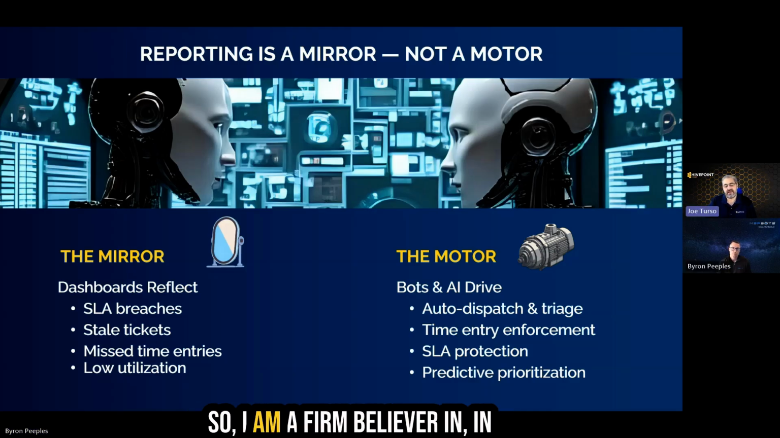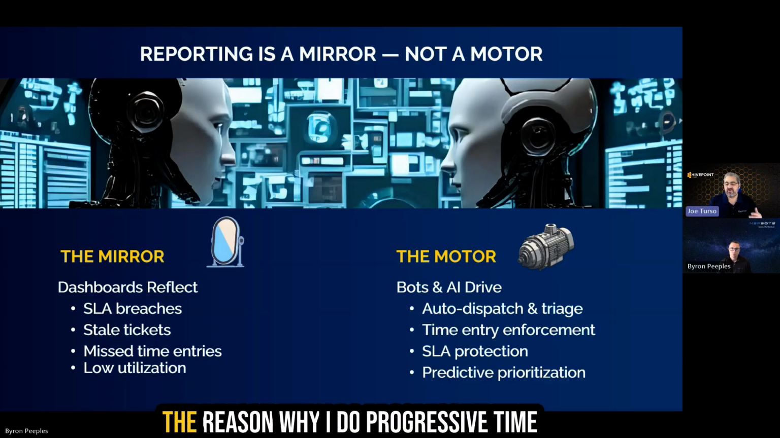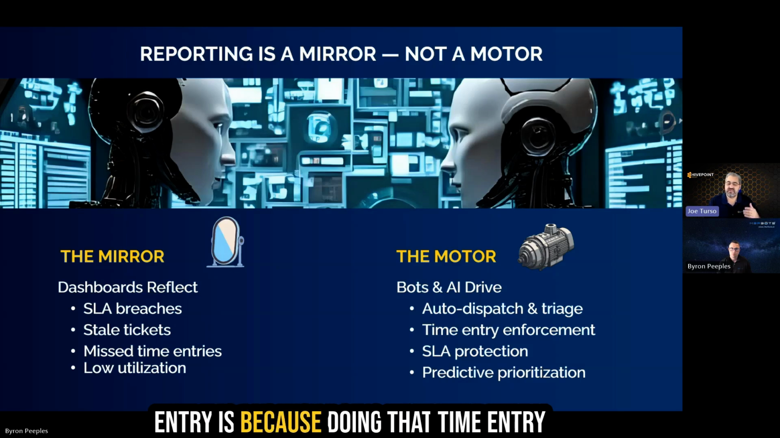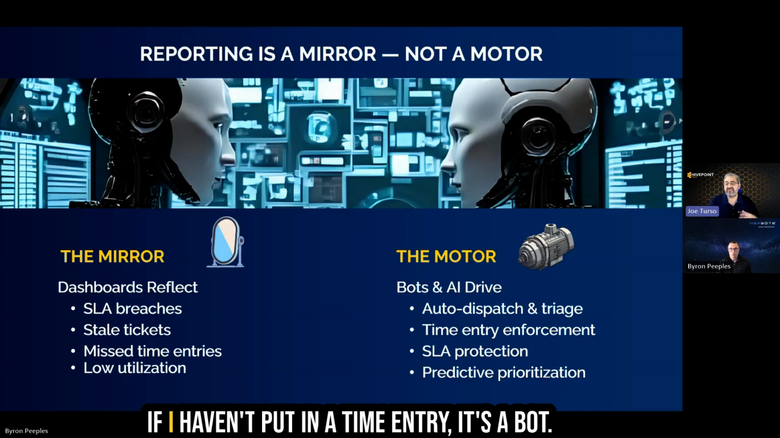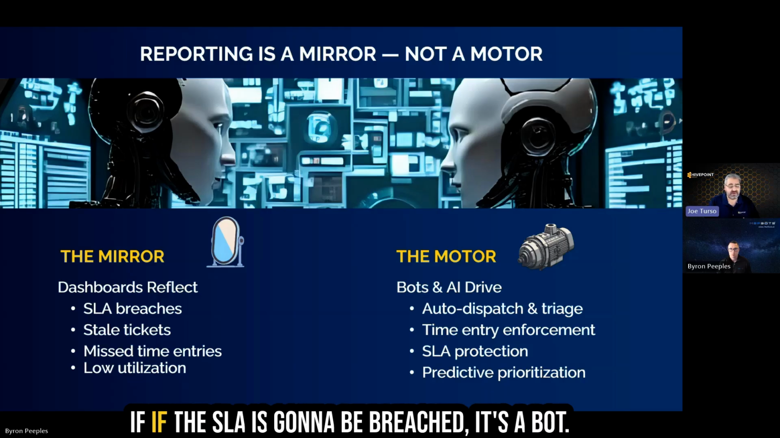So I am a firm believer in progressive time entries, right? Progressive time entry, I mean, I'm entering data as I go. The reason why I do progressive time entry is because doing that time entry is part of delivering the service. And if I put in a time entry more than what I think is a 5-minute gap between when the service was delivered, that's an alert. If I haven't put in a time entry, it's a bot. If the SLA is going to be breached, it's a bot.